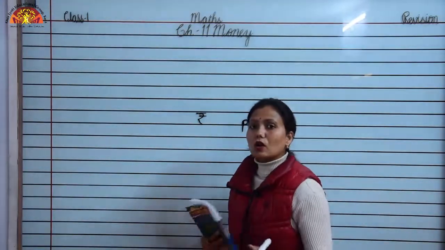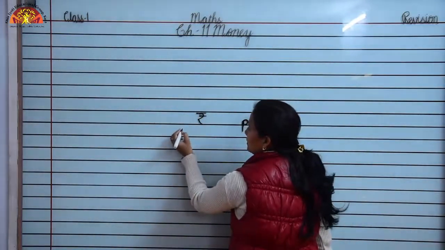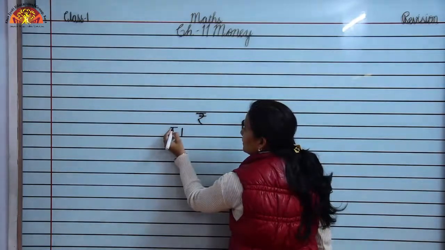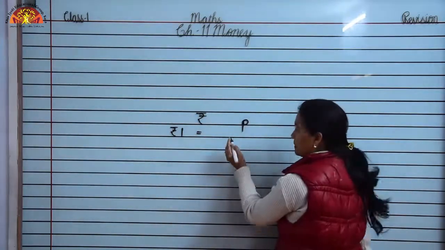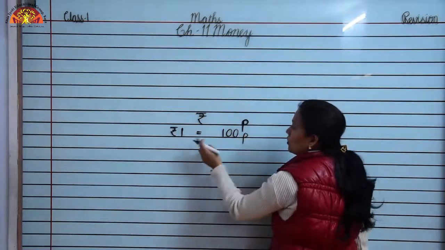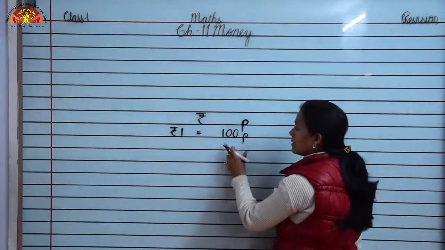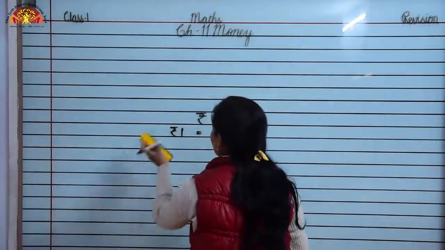Now we will see how to count money. But before starting how to count money, let me explain to you 1 rupee is equal to how many paisa? 100 paisa. So 1 rupee is equal to 100 paisa. Now we will see how to count money.